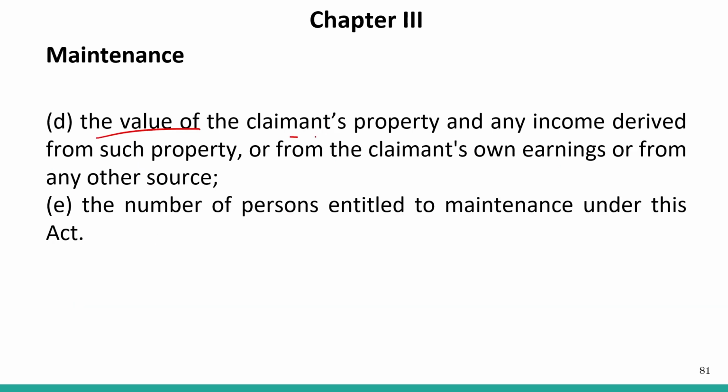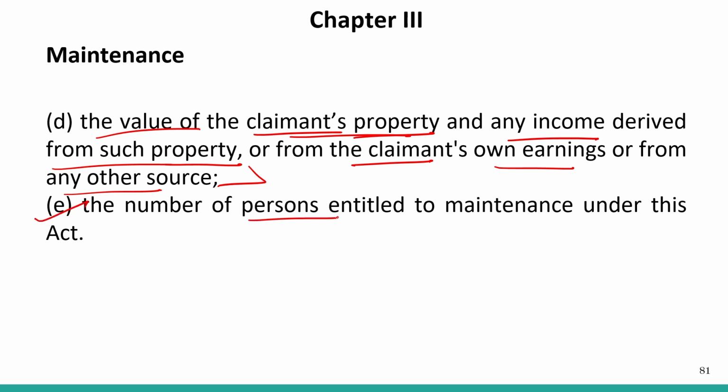The value of the claimant's property. These are the three requisites: the value of the claimant's property and any income derived from such property, from the claimant's own earning or from any other sources, and the number of persons entitled to maintenance under the act.